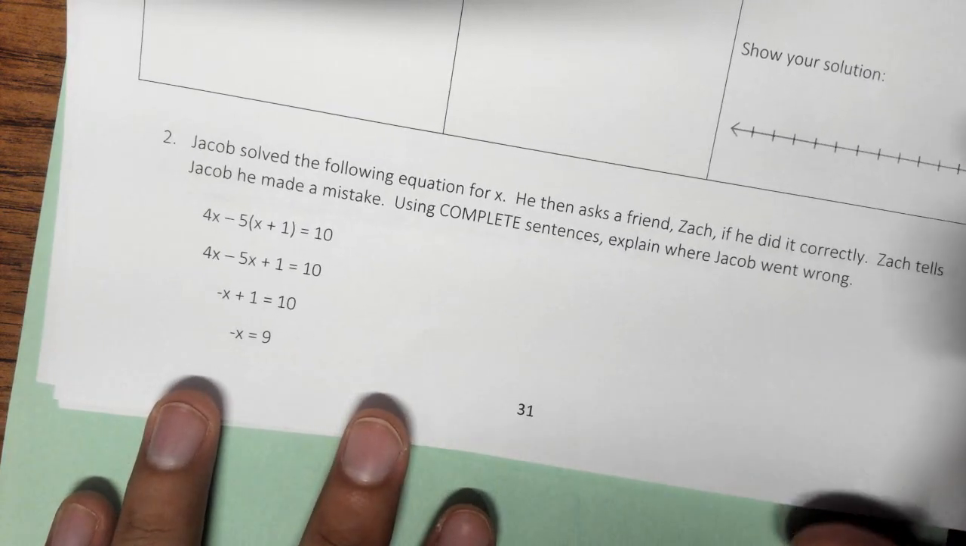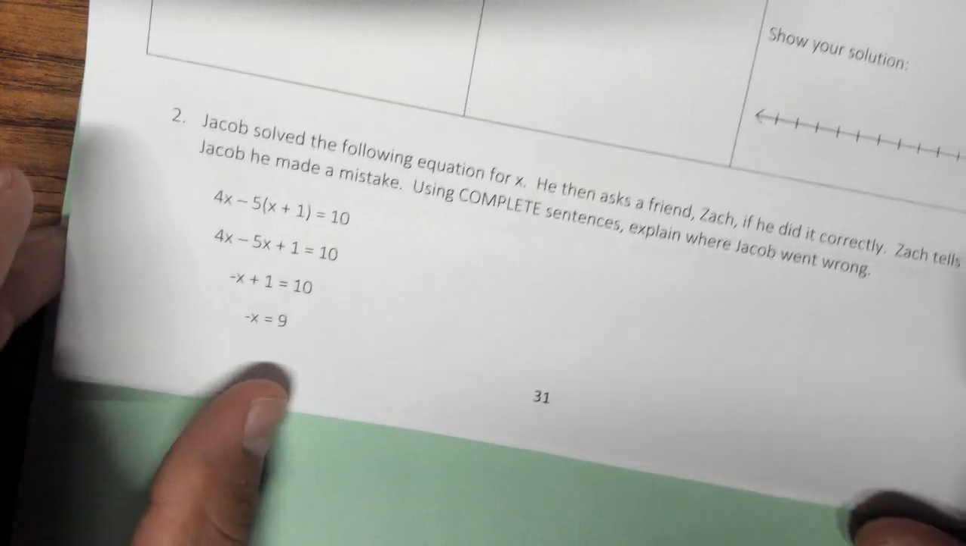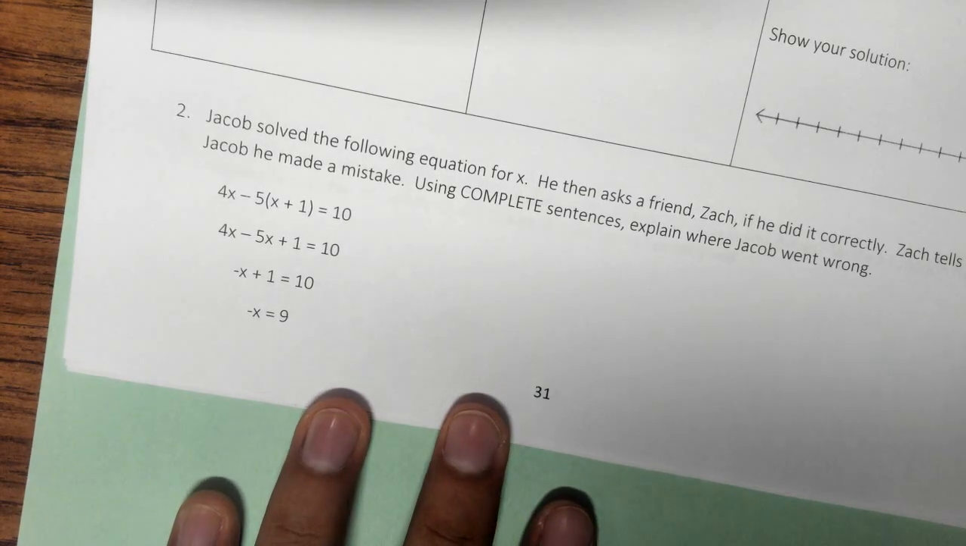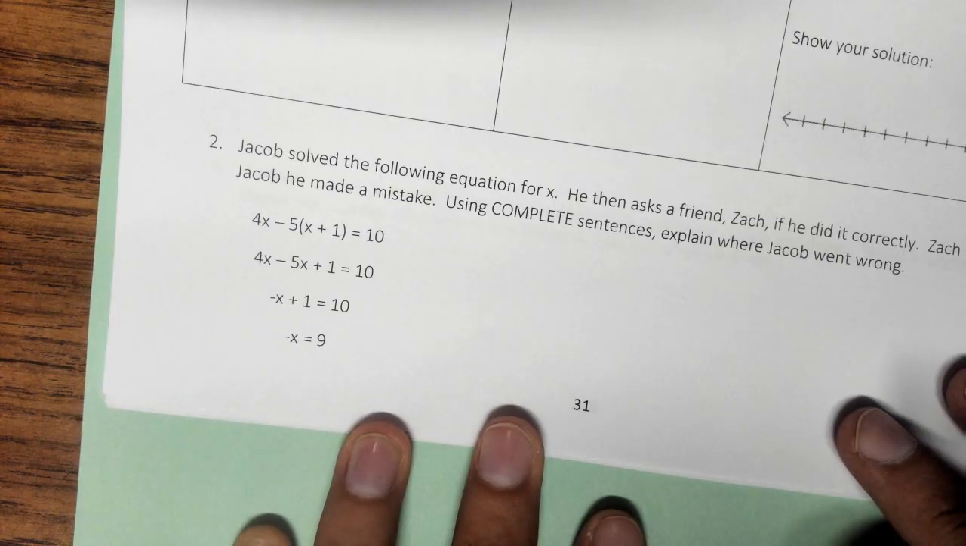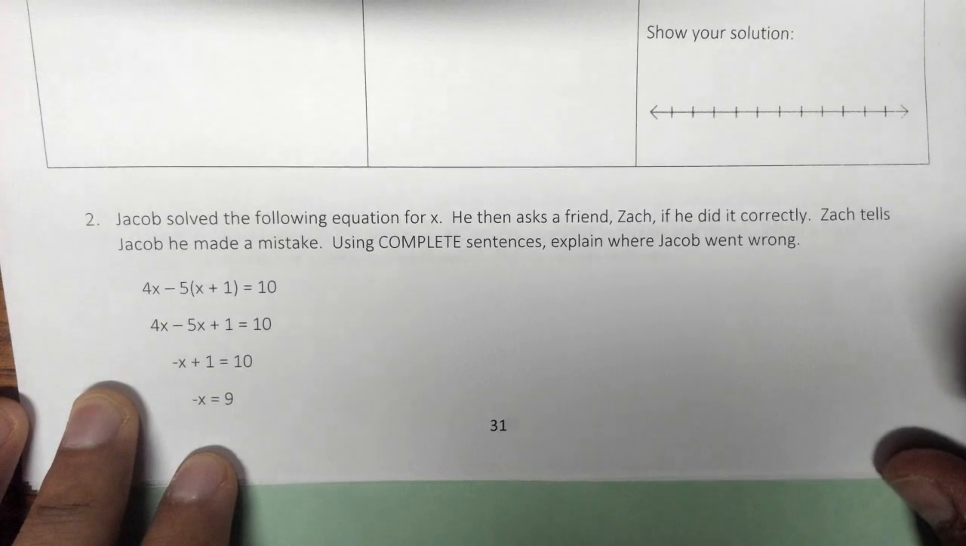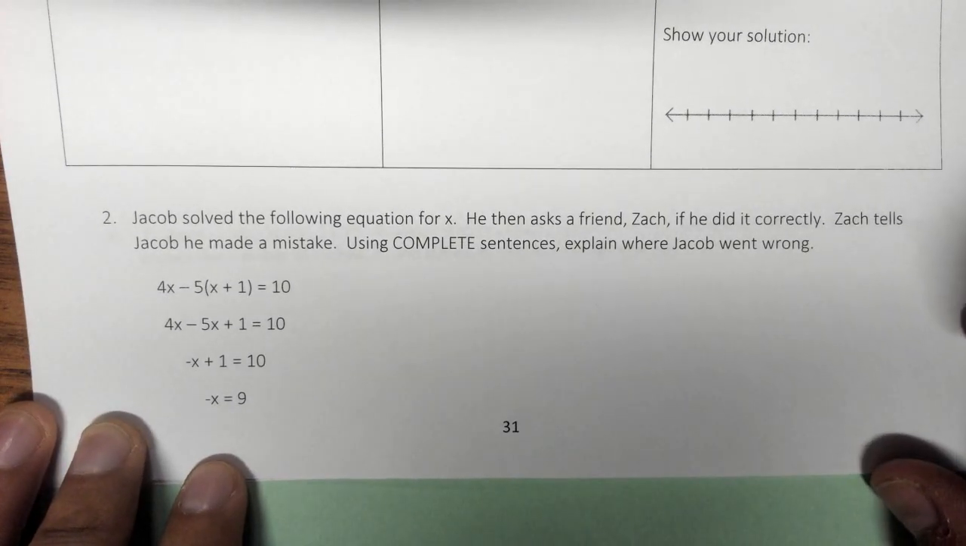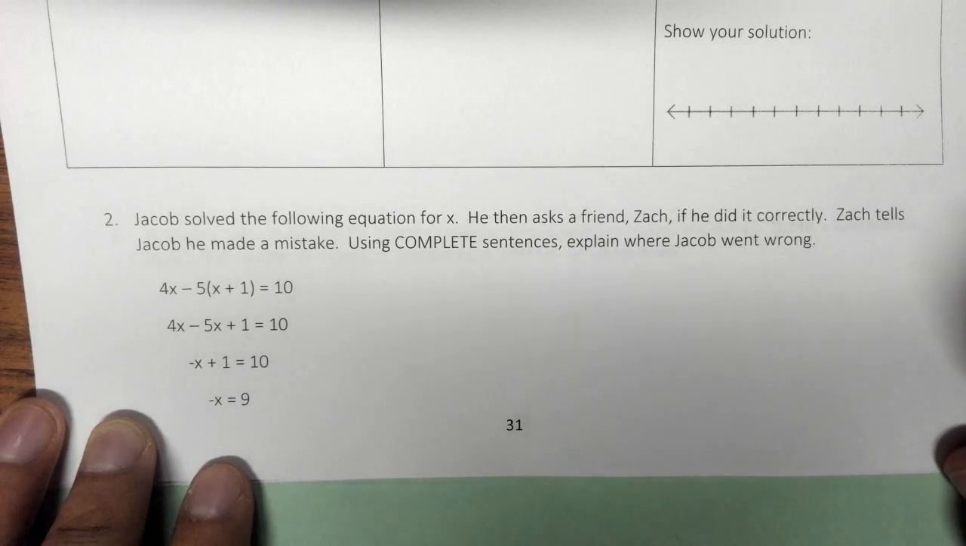Again, I'll leave the rest of these for you guys to solve. All right, so number 2 says, Jacob solved the following equation for x. When he asked his friend Zach if he did it correctly, Zach tells Jacob that he made a mistake. Using sentences, explain where Jacob went wrong.